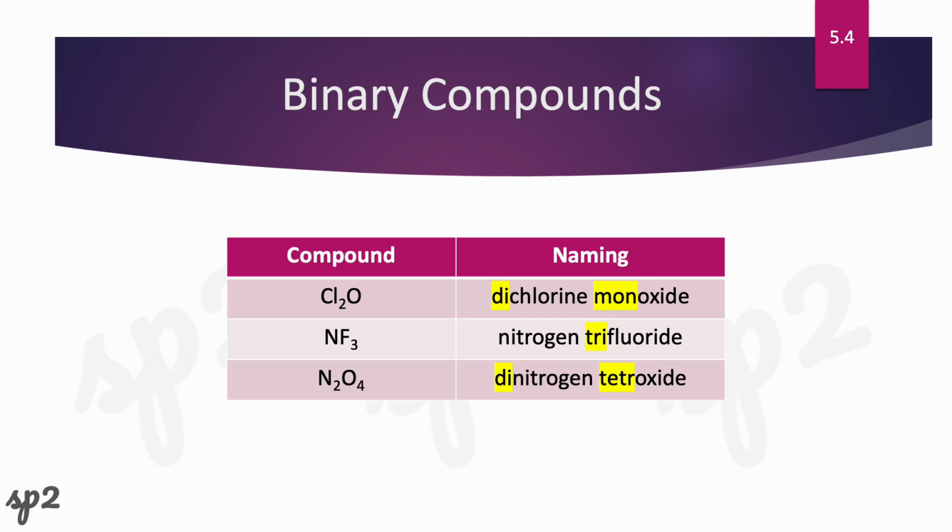Looking at the second one, we have NF3. So I don't need to say mononitrogen, remember, because we're going to drop mono if you have it on the first element. So just nitrogen, and then a space. I have three of fluorine, so I need to say tri, and then fluoride. So nitrogen trifluoride. The last one is dinitrogen, because we have two of these nitrogens. And then I have tetroxide. And again, you don't need to say tetraoxide. You can say tetroxide. Okay. Cool, cool.